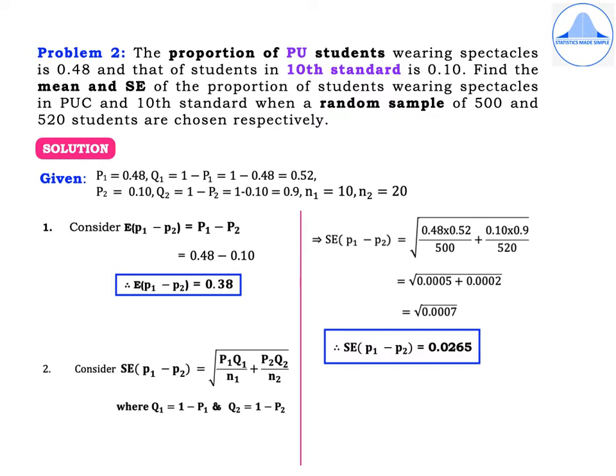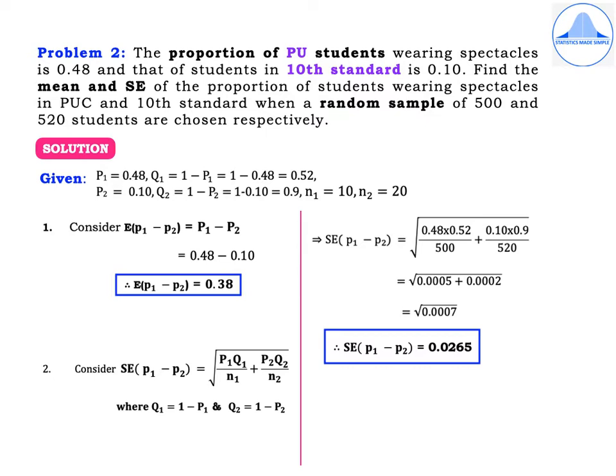In the given problem, we understand that there are two populations that comprise the PU students and the 10th standard students. Also, the word proportion is used in the problem. And in the first sentence, the proportion of PU students wearing spectacles and the proportion of 10th standard students wearing spectacles is given. So under solution, write given capital P1 is equal to 0.48.